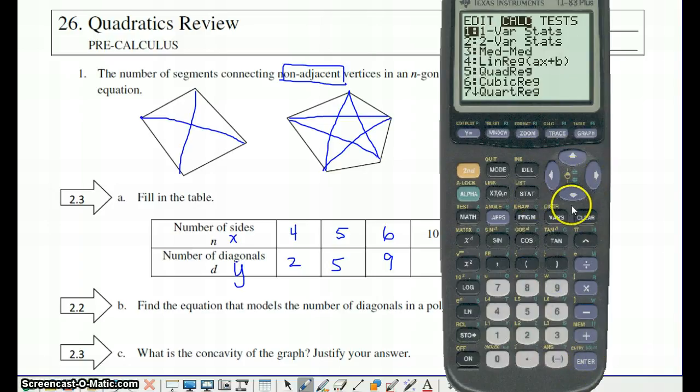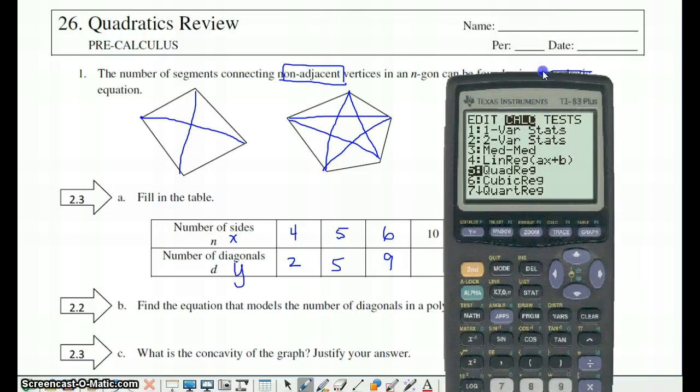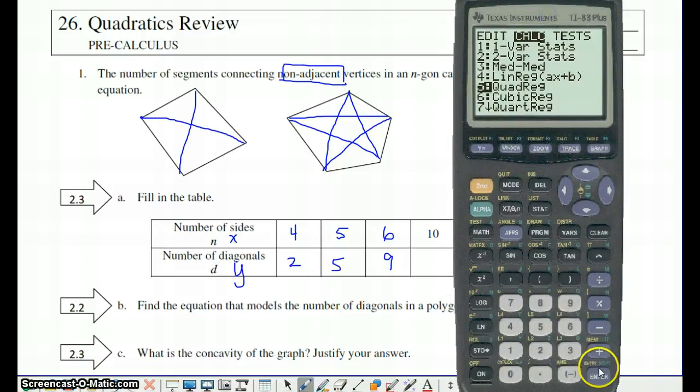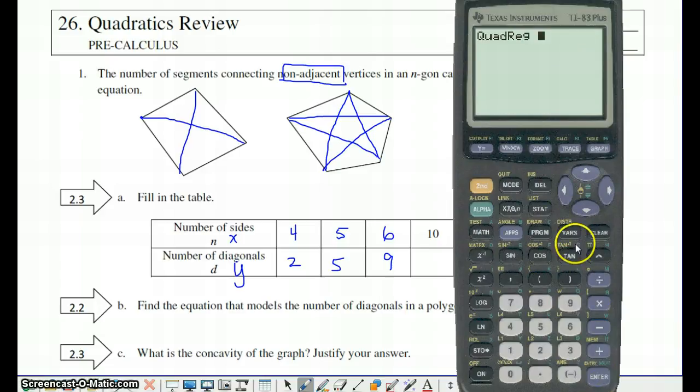Stat, calc, and we already know it's a quadratic from this. So you hit that, and you can hit vars, y vars, function y1. This is going to make sure it looks like this. This allows you to take this and it puts it in y1 automatically. So you don't have to do any of that work. That looks a little crazy, but it's the same thing as this.